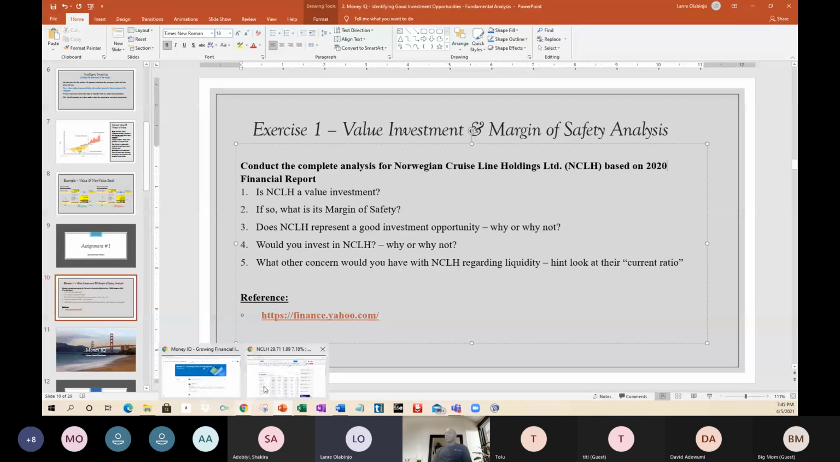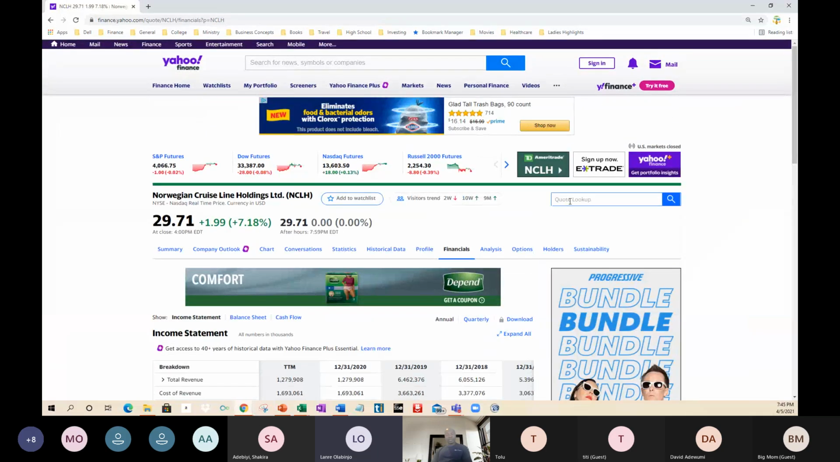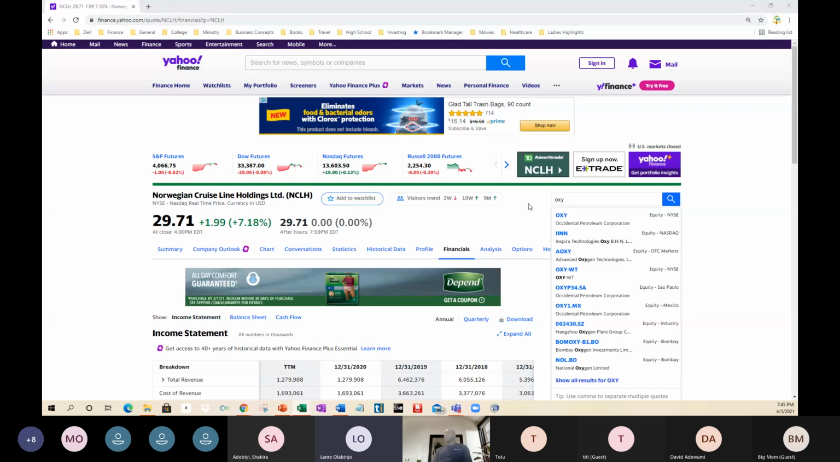Or let's do Oxy, actually. Let's do Oxy. I almost know that Walmart will not be a value investment, so let's just do Oxy. How many of us know the company called Oxy? Oxy is good. I think some of us know the company. It's Occidental Petroleum. It's an independent company similar to Marathon Oil.